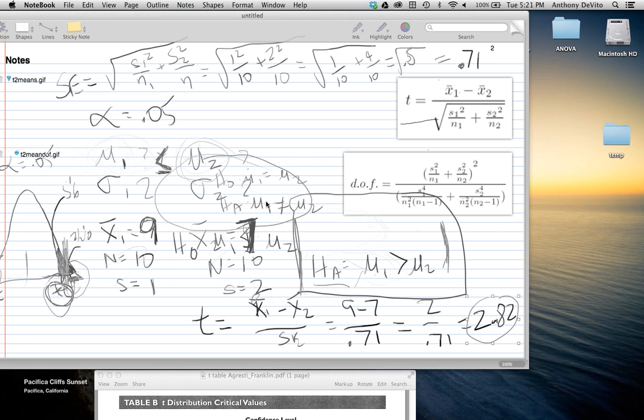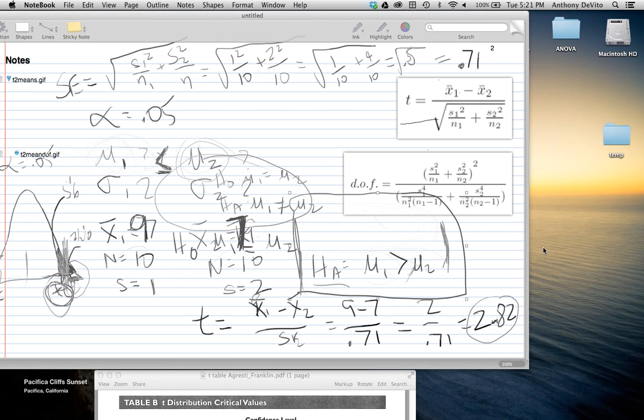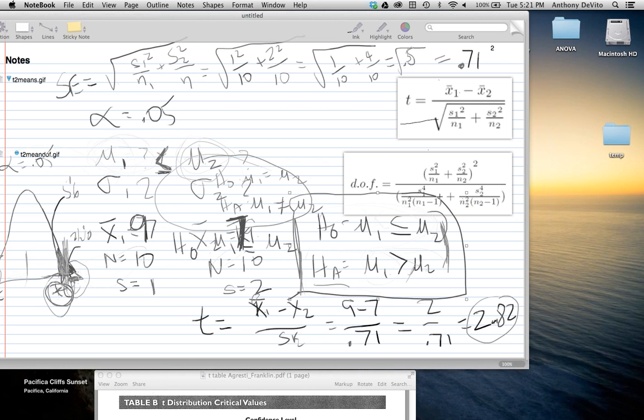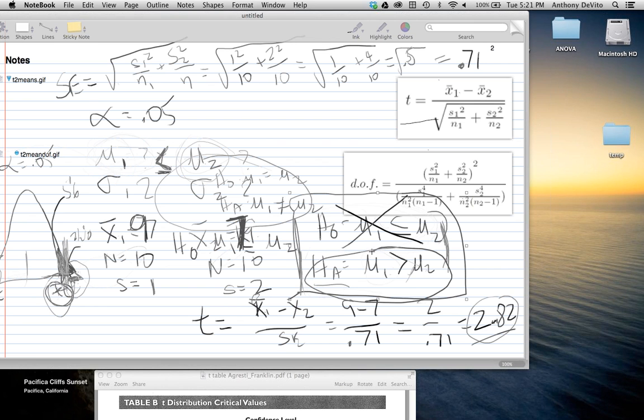Which was, if I can drag it back in here again, I may not be able to get it back in here again, I'll rewrite it because I think it's relevant here. H null is mu 1 is less than or equal to mu 2. Okay, so my t-score is greater than my critical value of t, so I can reject my null hypothesis and accept my alternative hypothesis.